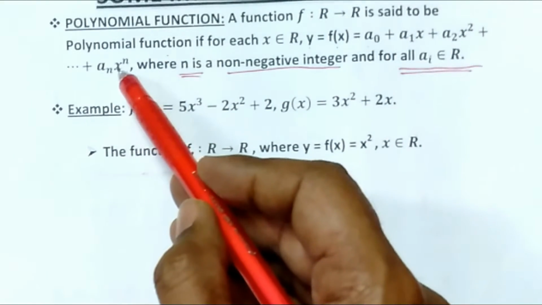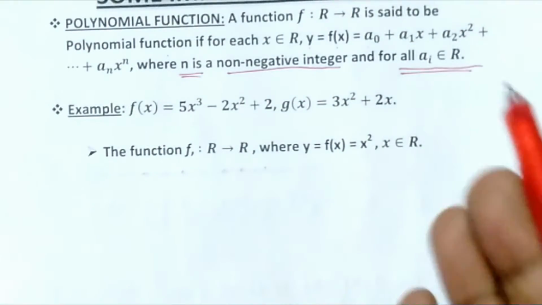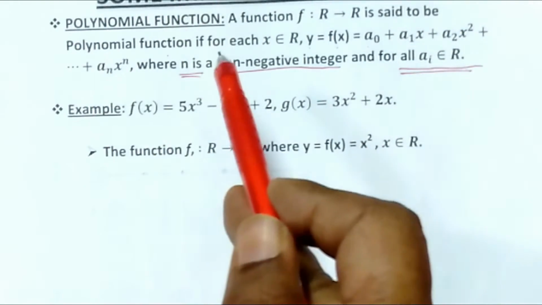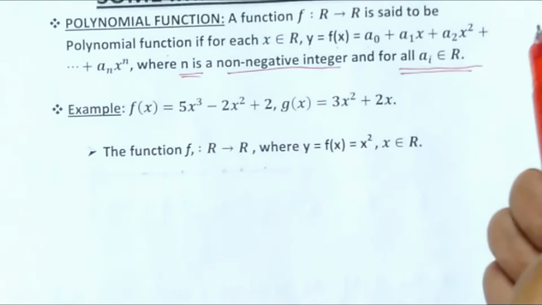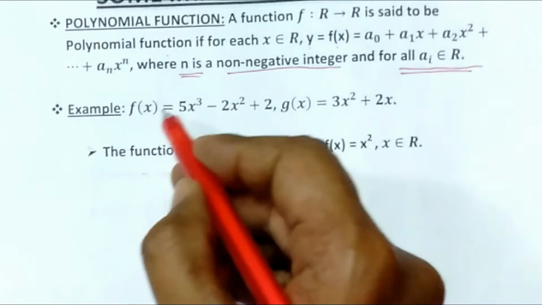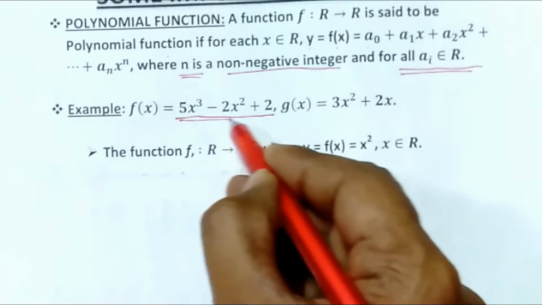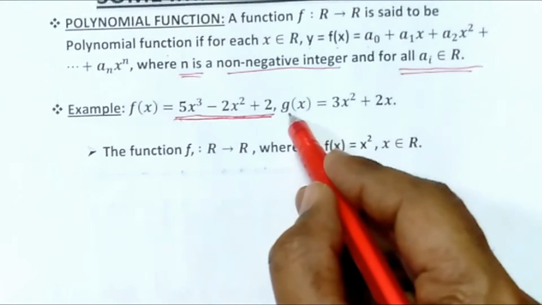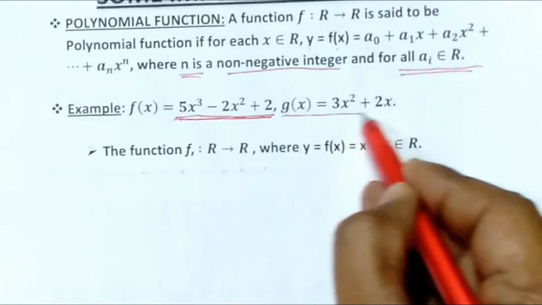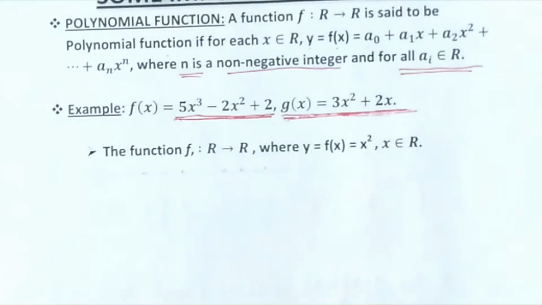Here look, the degree of the polynomial is n. So the degree of the function will be according to the degree of the polynomial, and n will be a non-negative integer. For example, f of x equals 5x cube minus 2x square plus 2. This is an example of a polynomial function. Another example of a polynomial function is g of x equals 3x square plus 2x. These two are polynomial functions.